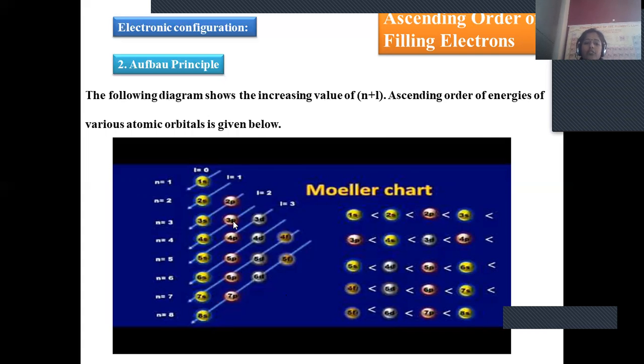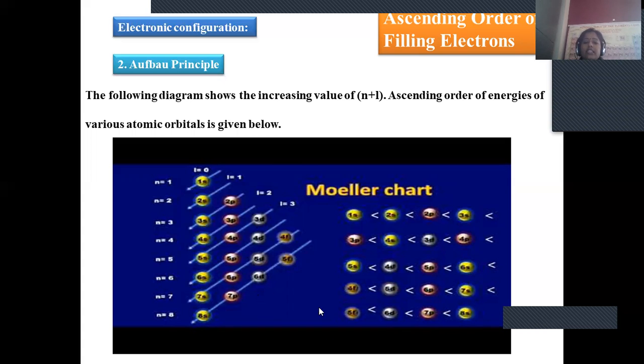After 3s, the electron enters into 3p. After 3p, the electron is not going to 3d, rather it will move on to 4s. So that is the Moeller diagram. If you remember the Moeller diagram, whatever the element, you can fill the electrons. So a total periodic table electronic configuration you can draw based on this Moeller diagram.